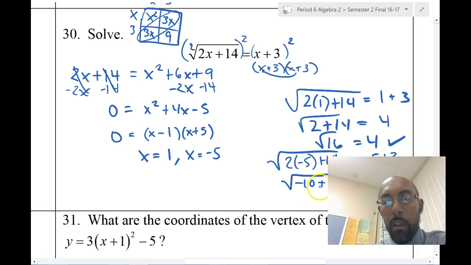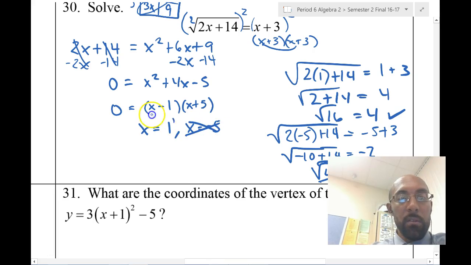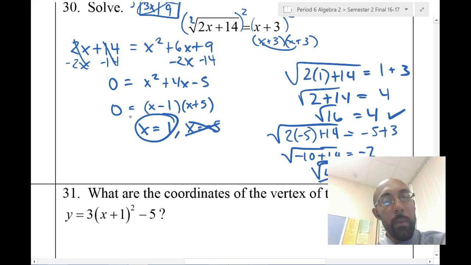Actually, it might be wrong. Negative 10 plus 14, that is positive 4. And we all know that the square root of 4 is not equal to negative 2. So we're not accounting for the negative solutions. Boom. Oops, sorry, it's not a check. That is not a solution. So that means the only solution here is x equals 1. So make sure with these radical equations, you are plugging it back in, okay?